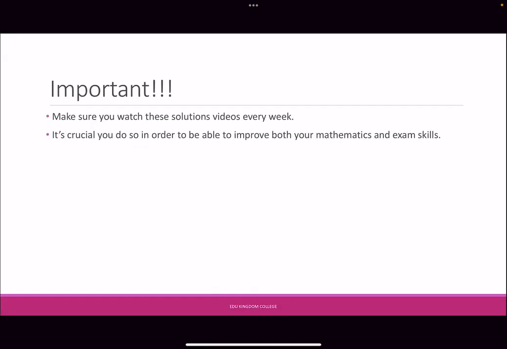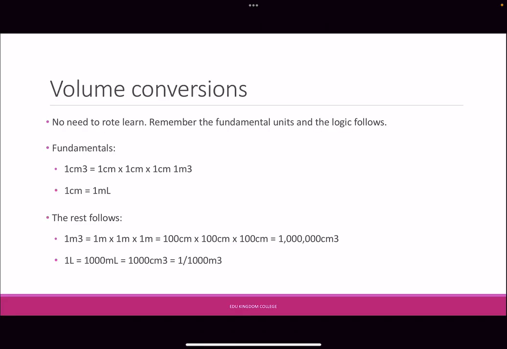Before we get started, I just want to emphasize that it's really important to watch these videos every week. There's not much point in just watching a few and then skipping, or taking the test and then not watching the video. Otherwise you don't know what you got wrong, and if you don't know what you got wrong, then there's not going to be any improvement. So it's important that you watch these videos to make sure that you're able to improve both your math skills and also your skills or know-hows in an exam. So let's get straight into it.